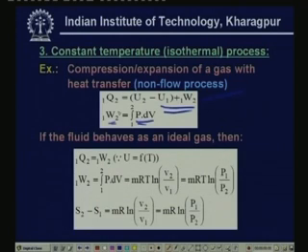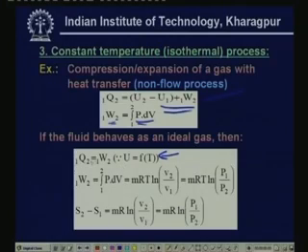And if you assume that this fluid behaves as an ideal gas, then U2 will be the same as U1, because for an ideal gas, if you remember, the internal energy and enthalpy are functions of temperature only. So for an isothermal process, temperature remains constant. That means internal energy has to remain constant and enthalpy also has to remain constant, because both are functions of temperature only. If you apply this conclusion to the first law of thermodynamics, you will find that U2 is equal to U1. So you end up with this equation. That means heat transfer is equal to work transfer for this process.